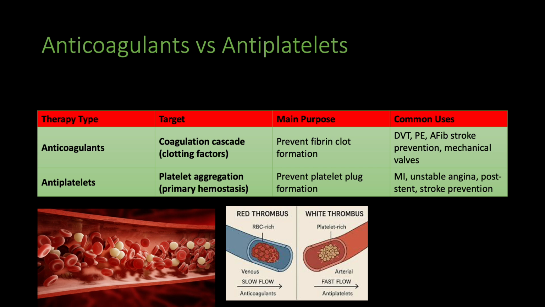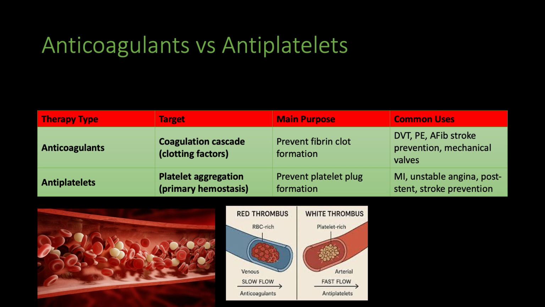So here are the differences between the anticoagulants and antiplatelets. You can see here there's a coagulation cascade, that's anticoagulants, where they play a role in preventing fibrin clot formation, and antiplatelets prevent platelet plug formation, so they will actually bind to the platelets, whereas the anticoagulants will bind to the proteins that are used to cause the clot in the blood.